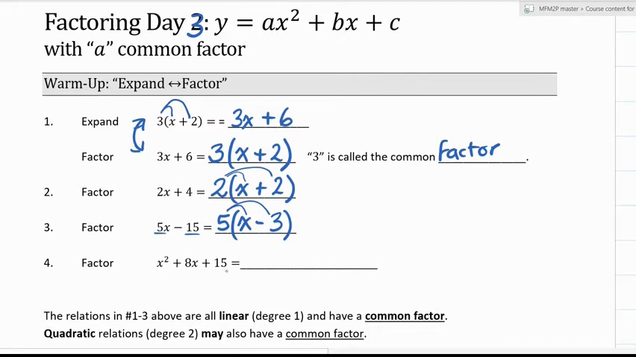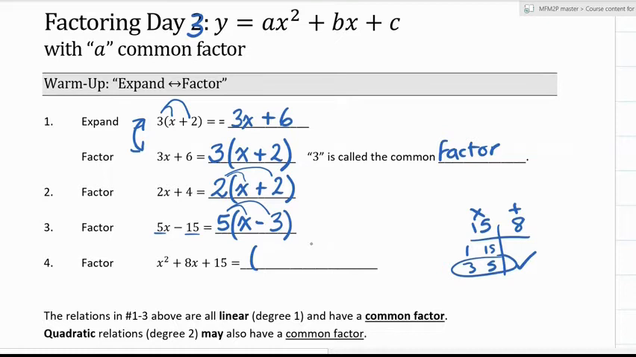And we'll take that out and ask ourselves, how does 3 become 3x? Well, it's multiplied by x. How does 3 become 6? It's multiplied by 2. So factoring is just the backwards way round of expansion. Okay, 3 is called the common factor.